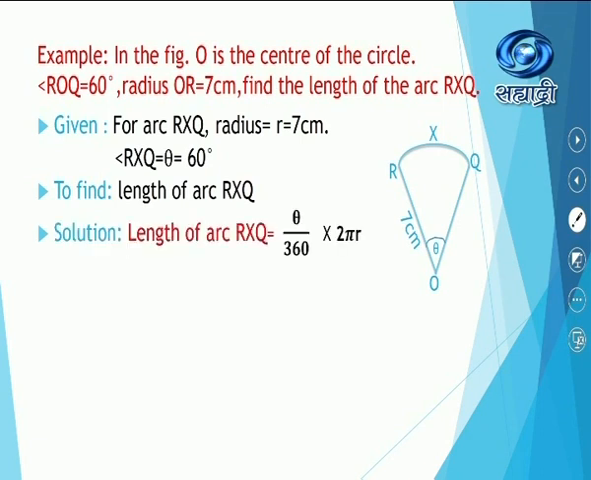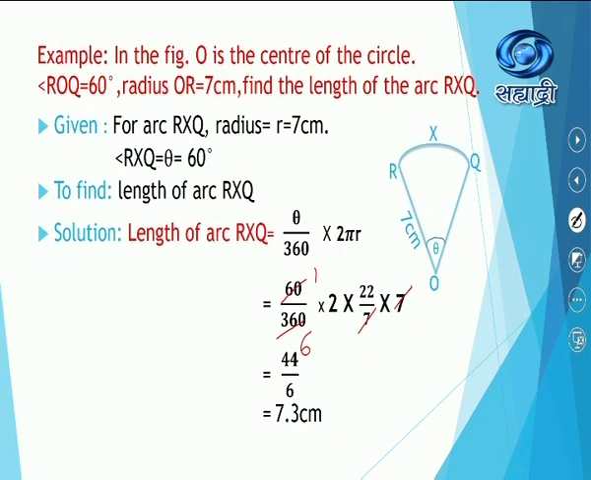Now you know the formula. Length of an arc is equal to theta upon 360 into 2 pi r. Therefore, here our theta is 60 degrees. 60 upon 360 into 2 into pi, which is 22 upon 7, into 7. So here 7 will get cancelled. 60 sixes are 360. Therefore, 2 into 22, 44 upon 6. So if you divide 44 by 6, then your answer is 7.3 centimeter. Therefore, length of the arc RXQ is equal to 7.3 centimeter.